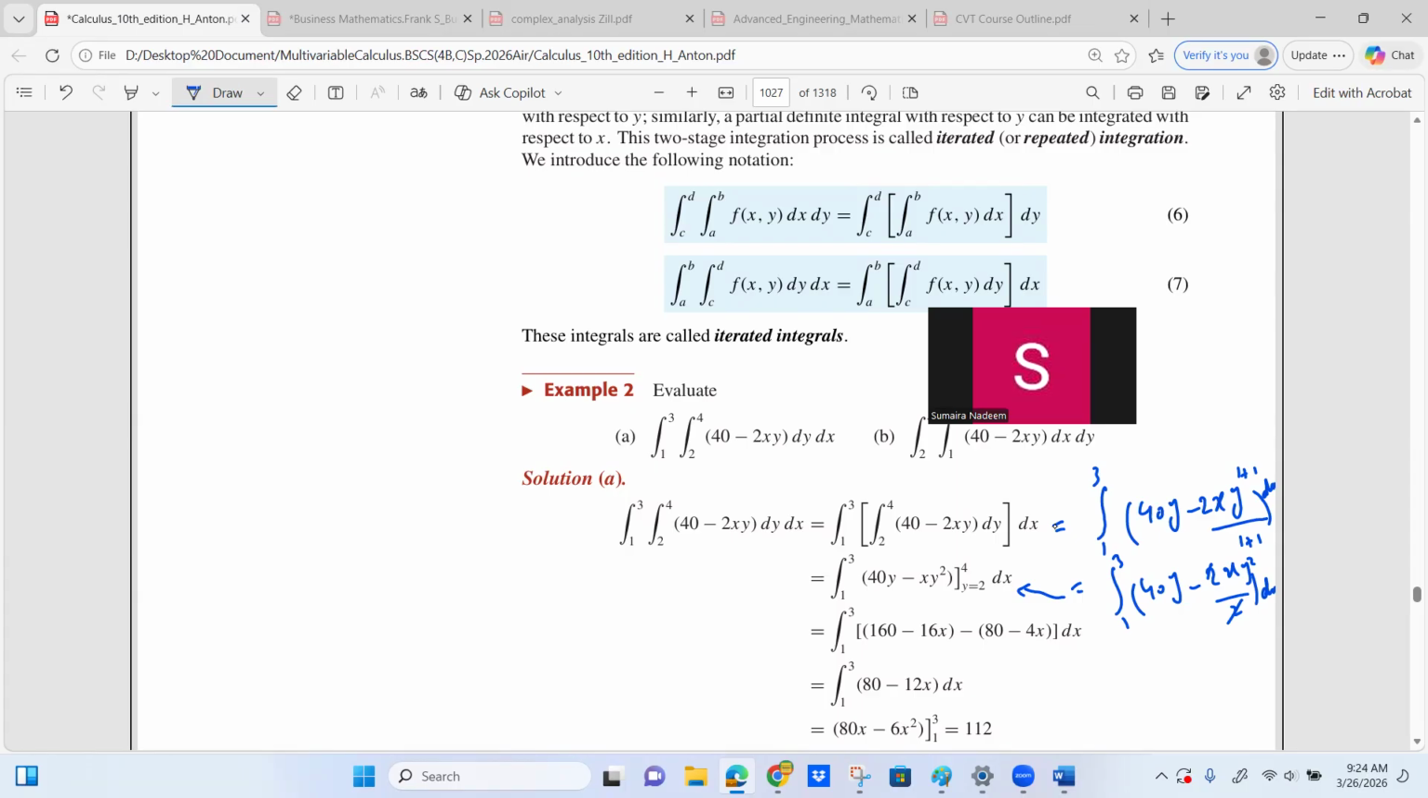After taking the integration, student, there should be a line like this slash, and the limit should be applied, 2 to 4, like this. Now the upper limit is applied first: 40 into 4, minus, in the space of y, not in the space of x, because the integration was of y. So we put the upper limit and then the lower limit in the space of y. Minus x into 4 square. I think I have written this line right.